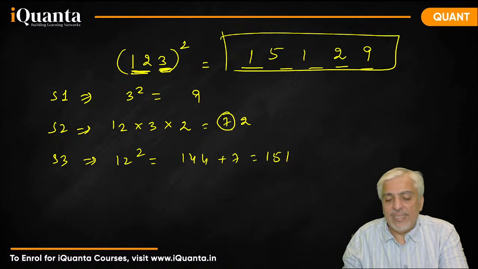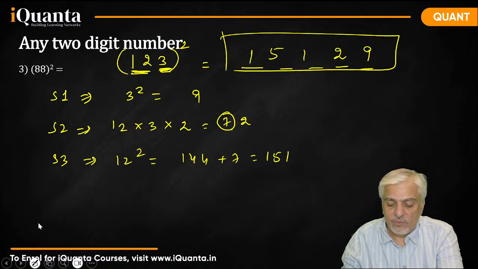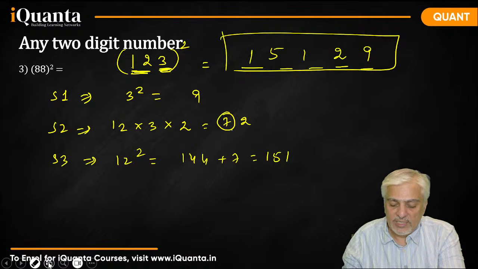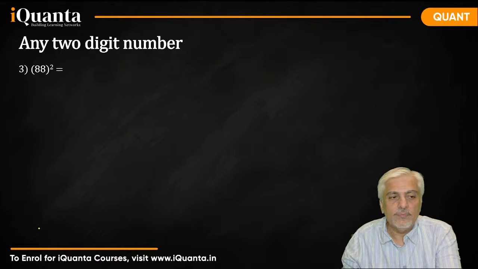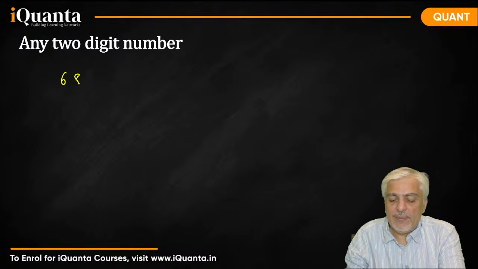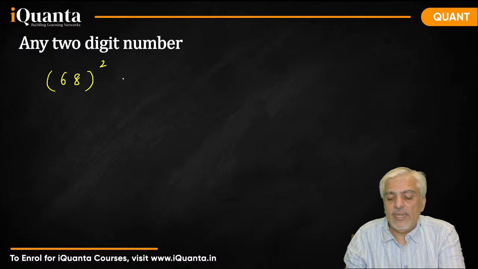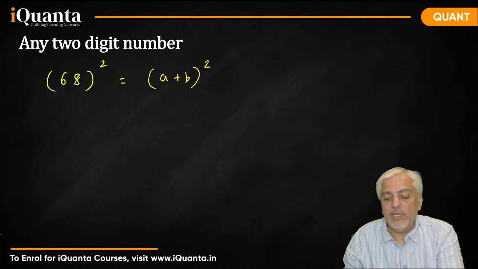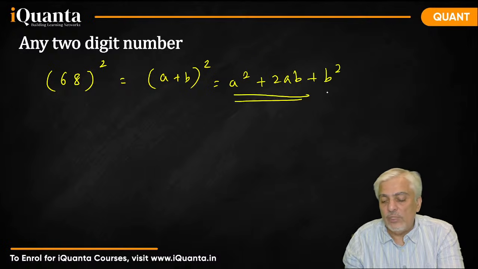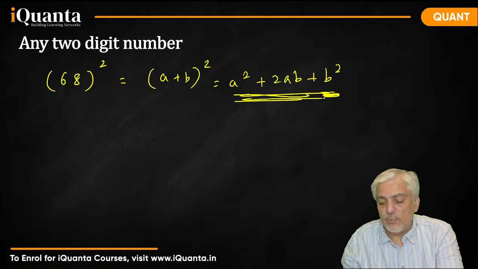Okay. By the way, if anybody has understood where this is coming from, suppose we were doing it for 68 square. Everybody pay attention where this comes from. It comes from a plus b the whole square ka formula. What is a plus b the whole square ka formula? A square plus 2ab plus b square. But we are starting ulta order. We are starting from here.